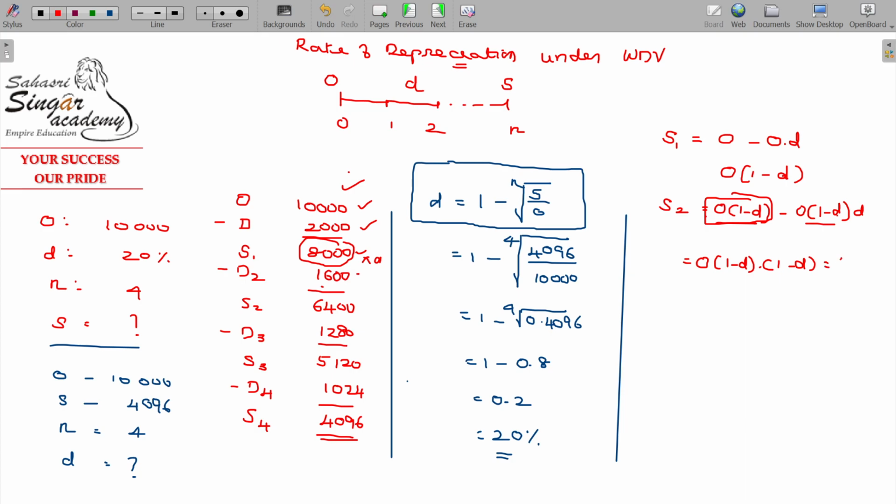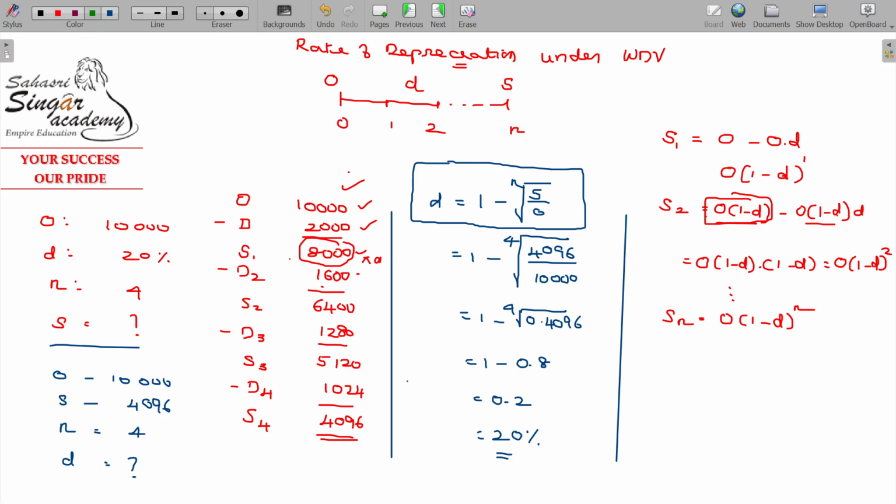Ultimate value being O into 1 minus D, O into 1 minus D to the power 2. It is the same formula model as compound interest. There a plus comes in the middle because of growth; here it is minus, because it decreases. That's the only difference you have to understand. O into 1 minus D into 1 minus D. For the first year the power is 1, for the second year the power is 2. So if you calculate in the same way, what will Sn be? O into 1 minus D to the power n will be the answer.